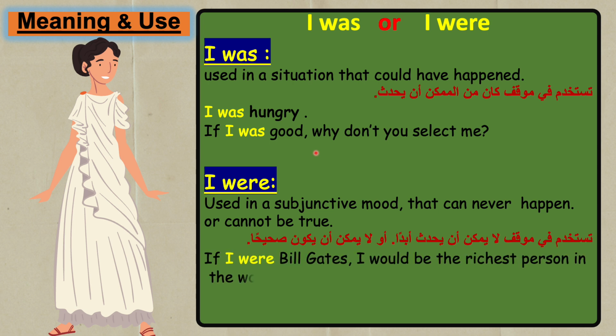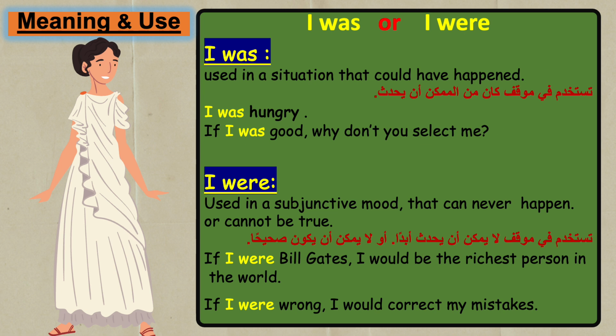were with the subjunctive mood. That can never happen. If I were Bill Gates, I would be the richest person in the world. If I were wrong, I would correct my mistake. So the only time you would say I were is when we use unreal conditional sentence.